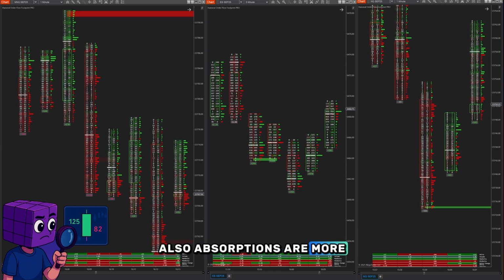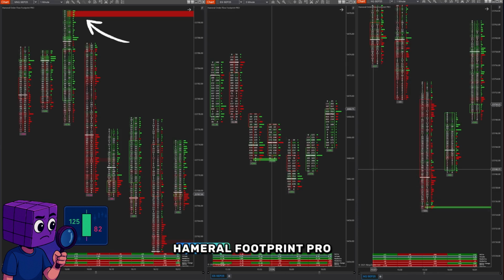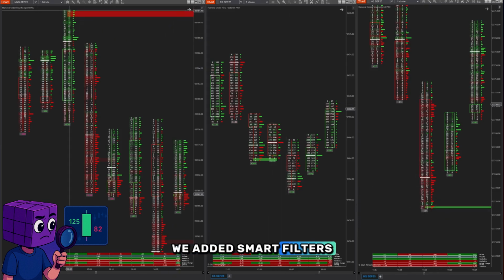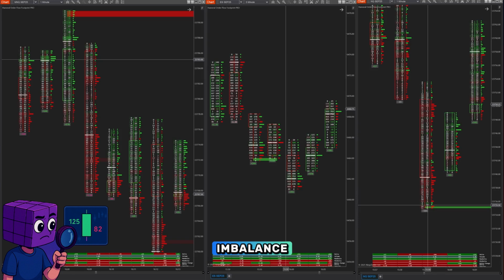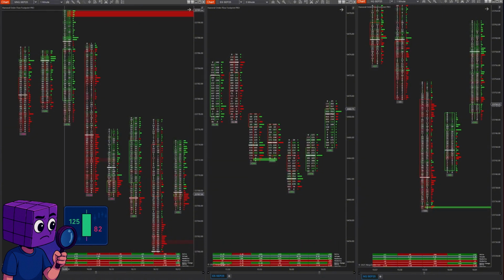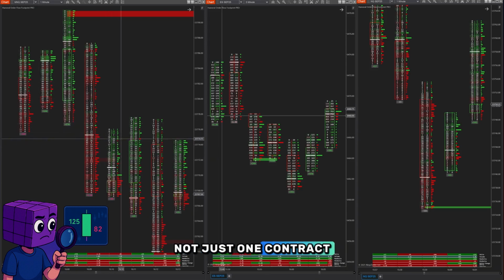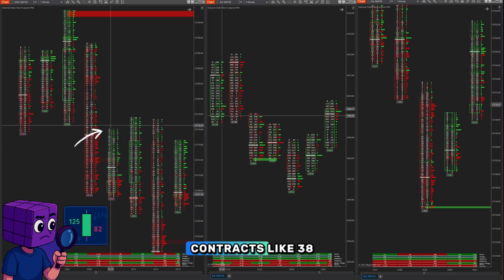Also, absorptions are more valuable when they happen at the bottom or at the top. This is why in Hameral Footprint PRO we added smart filters. We don't just mark imbalance, we only mark absorption when it happens at the extreme, with enough contracts in consecutive rows. So we don't watch only one row, we can watch multiple rows. Here, for example, we have 4. Here, for example, we have 2 with enough contracts, not just one contract. Here we need more contracts like 38, 24, and so on.